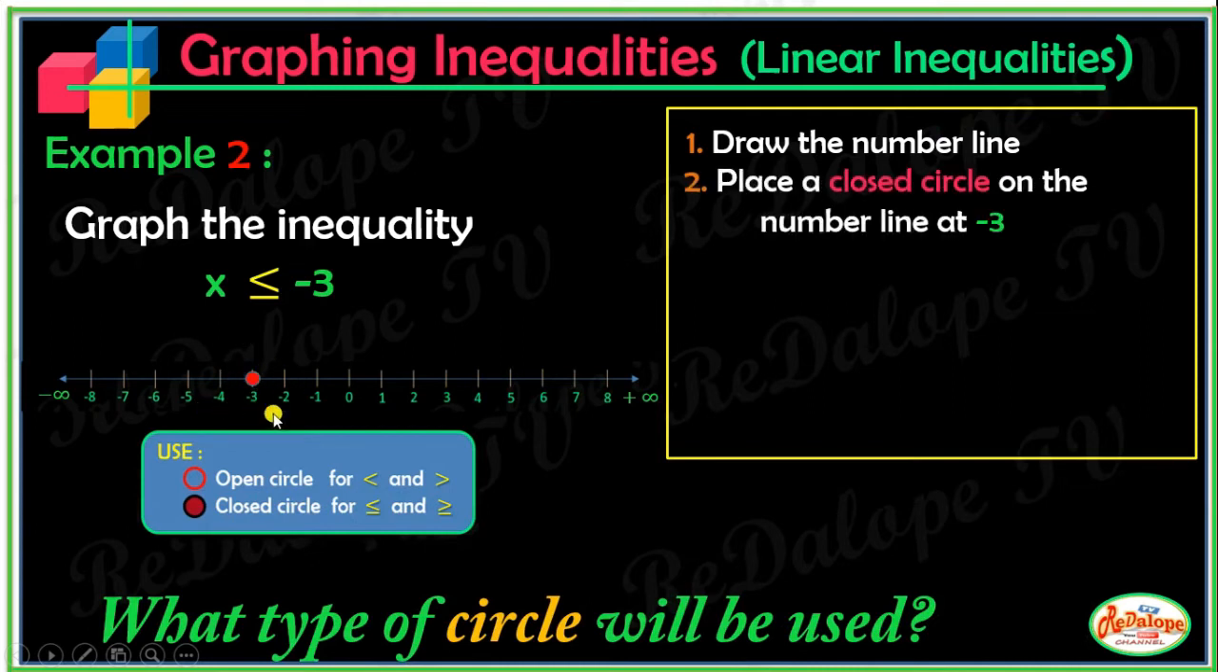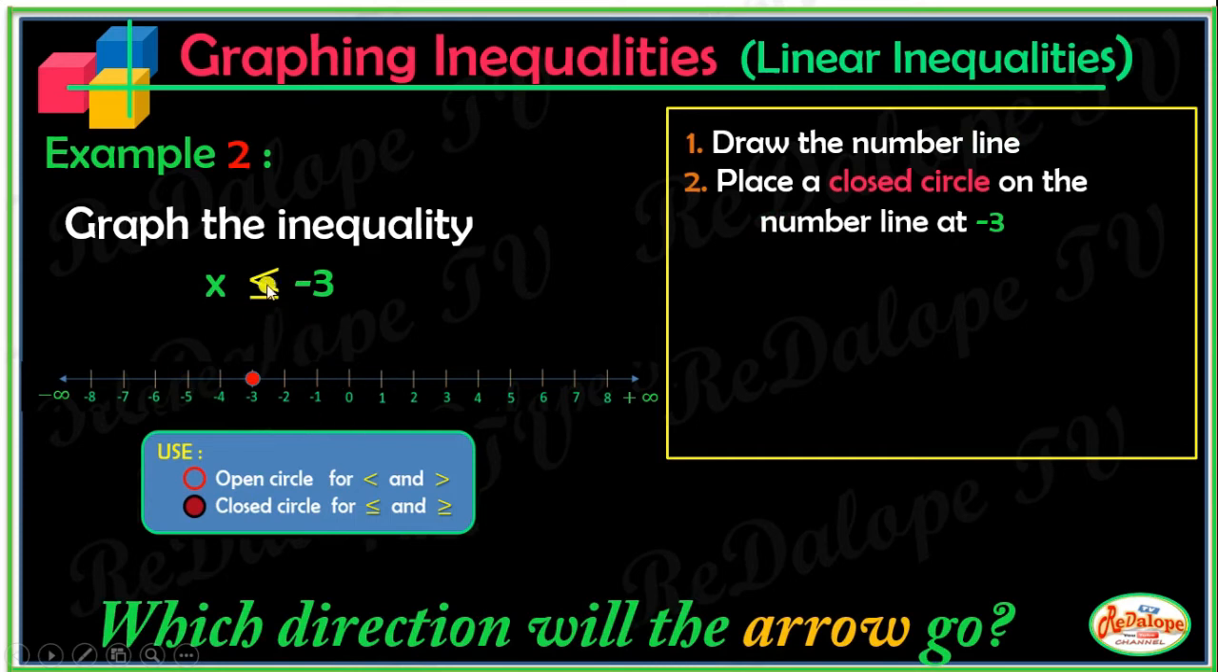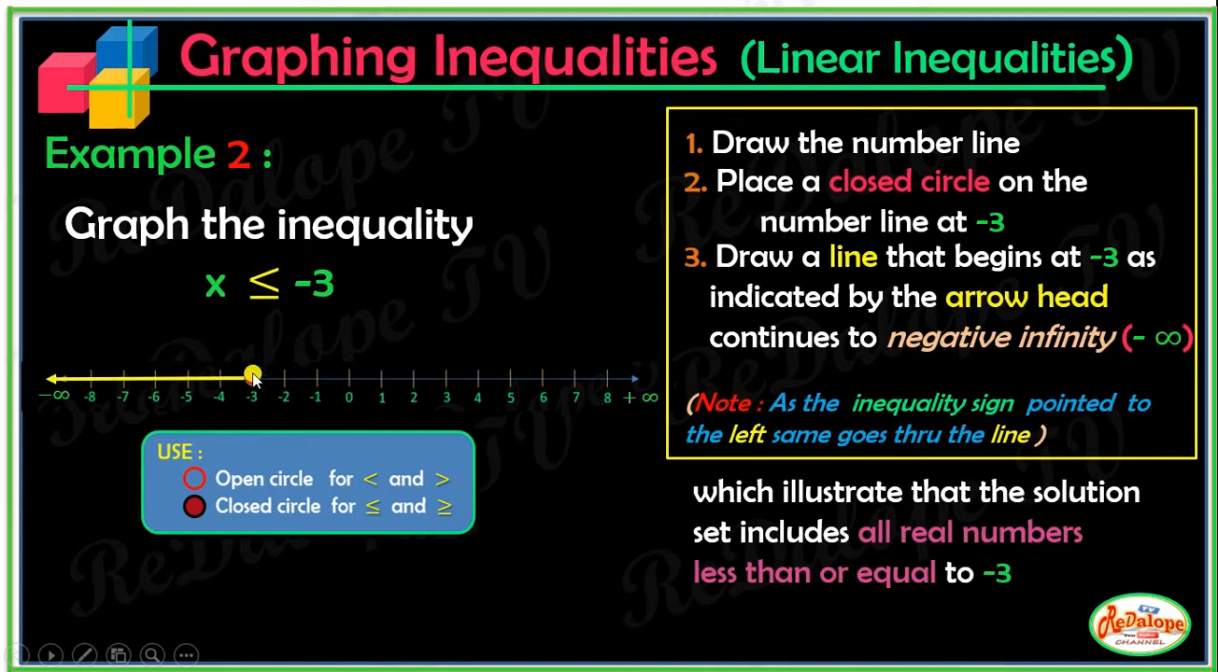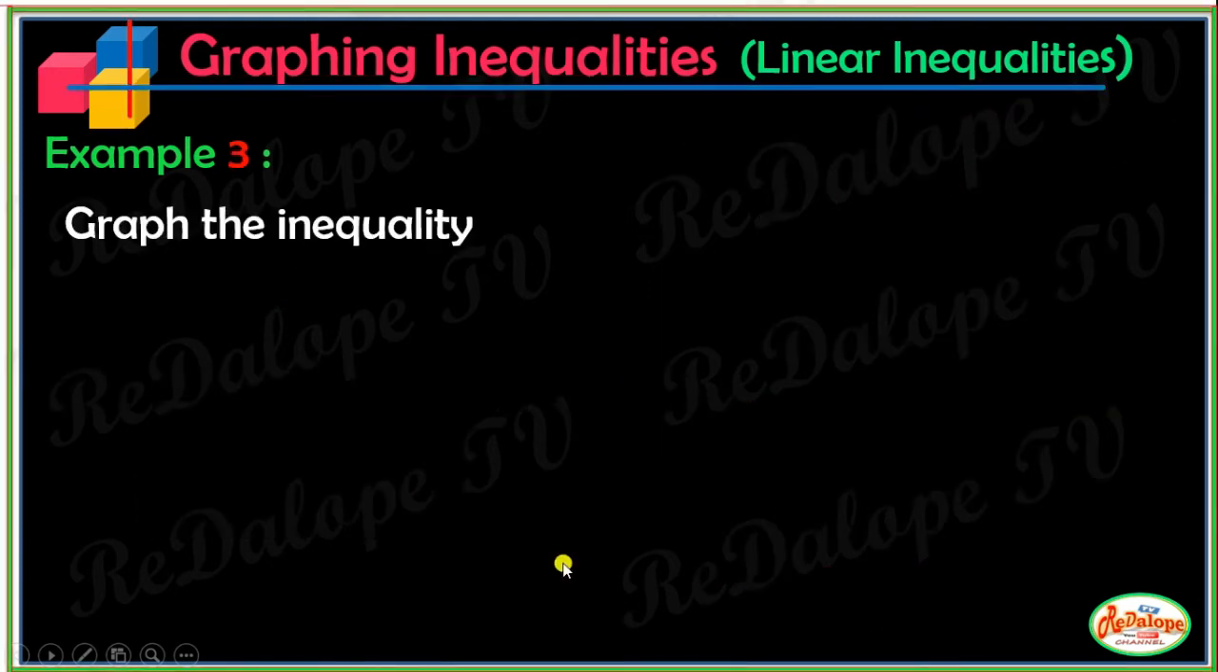And then what about the direction? Now the direction is the same as the direction in which the inequality sign points. Since it's pointed to the left, therefore the direction of the arrow is simply going to the left also. So we have this. This illustrates that the solution set includes all real numbers less than or equal to negative 3, and that can also be written in interval notation as open parenthesis, negative infinity, and negative 3, close bracket. And then for number 3, we have x is greater than 4.